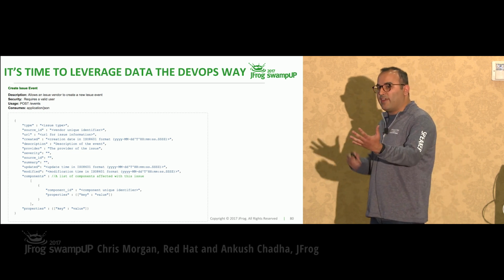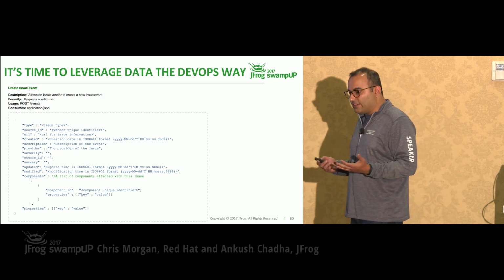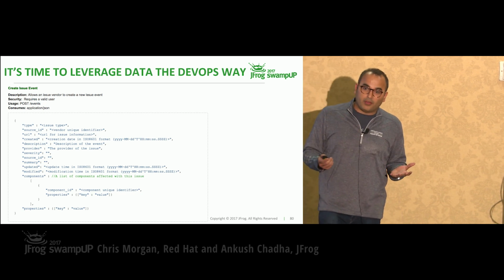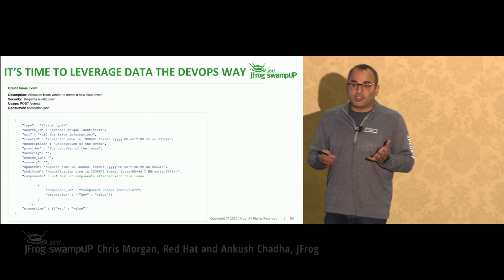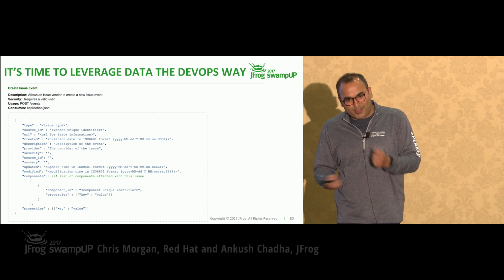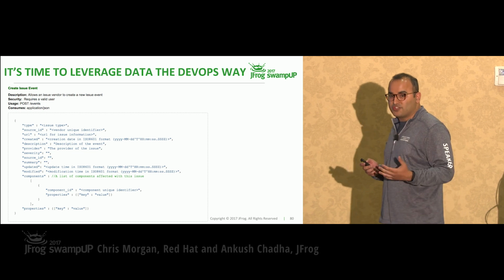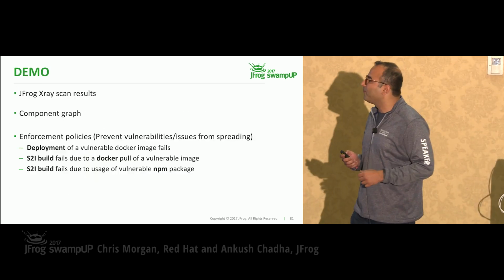So with Xray, Artifactory, and OpenShift, it's very easy to enforce policies based on secondary data, which is already out there, and also the data which is part of your own company, which is hidden somewhere or being ignored. This kind of data should be handled the DevOps way.